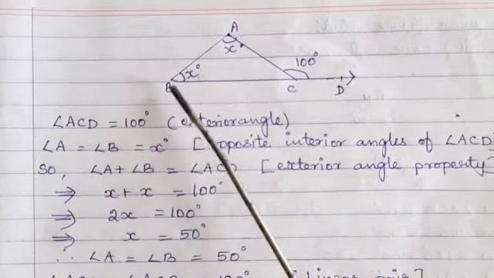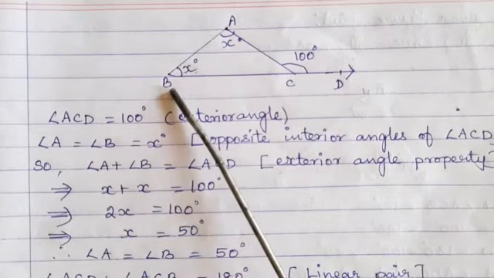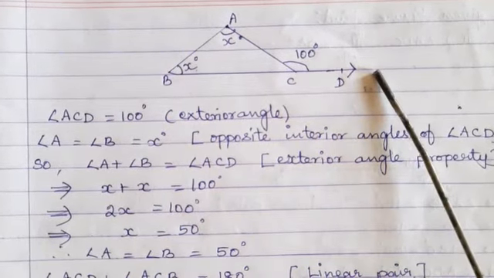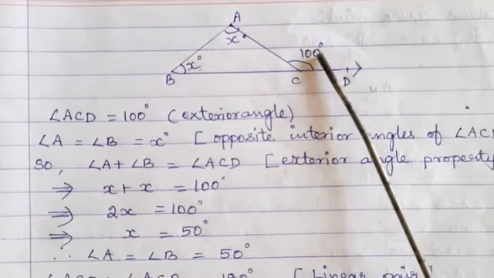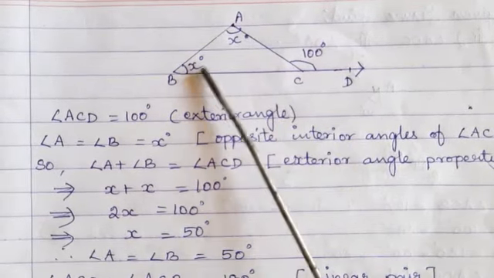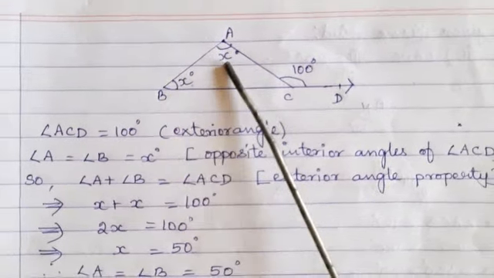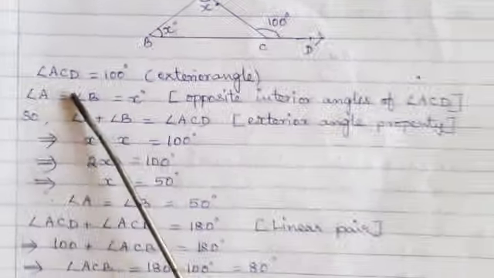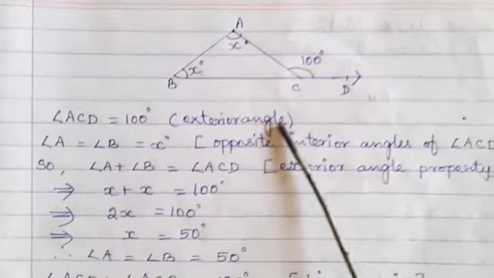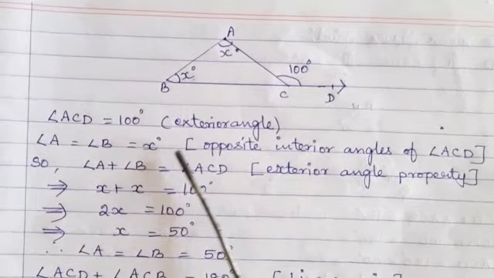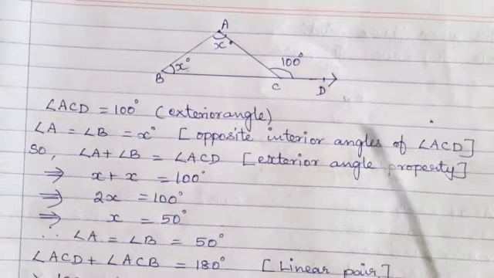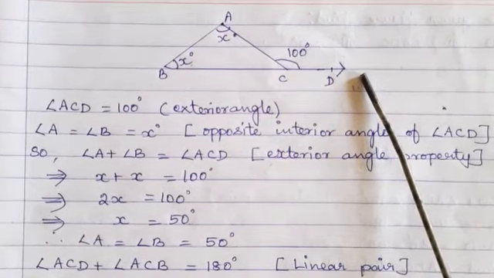See the figure here. I have drawn the triangle ABC and then the side BC is produced to D. So angle ACD is given, that is 100 degrees, and the opposite interior angles are equal. It is given in the question. So first you write down angle ACD equal to 100 degrees, exterior angle, angle A equal to angle B, that is equal to x degrees, that is opposite interior angles of the angle ACD.